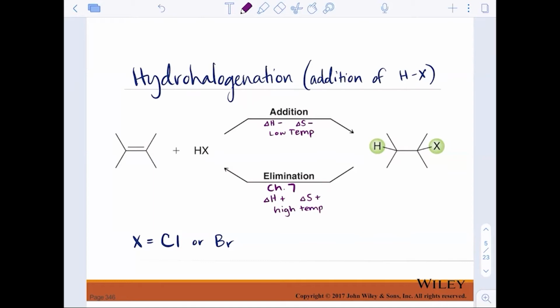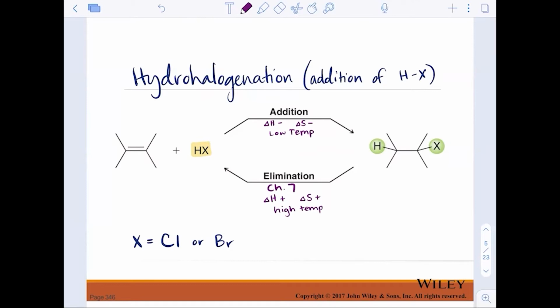We didn't focus too much on those, but we do want to be able to understand some and hang on to some of our thermodynamics as we move forward in our specific reactions. So hydrohalogenation is going to be an addition of HX across that pi bond. Notice here HX can be chlorine or bromine, so HCl or HBr. You can use HI, that's totally fine too. That's a very reactive acid, but it still will work.